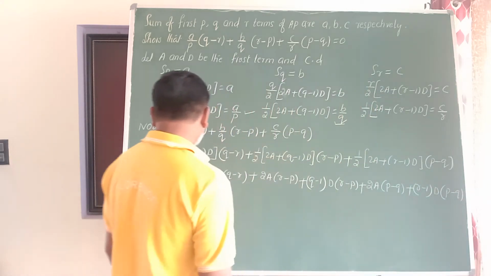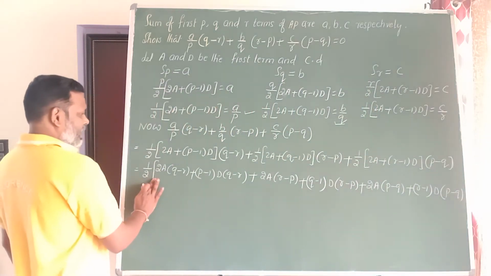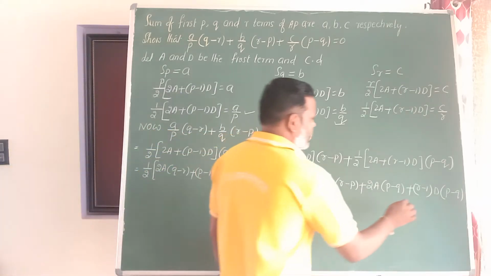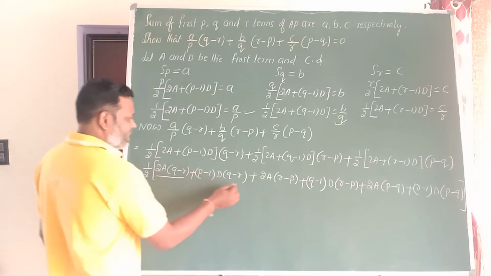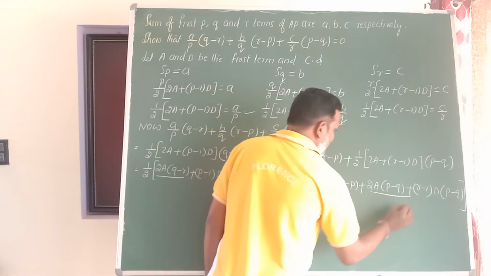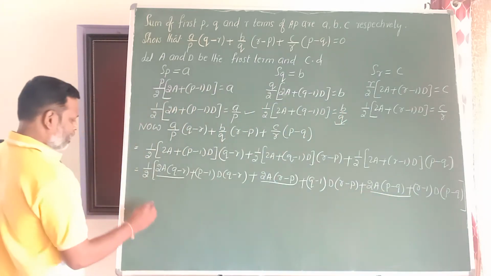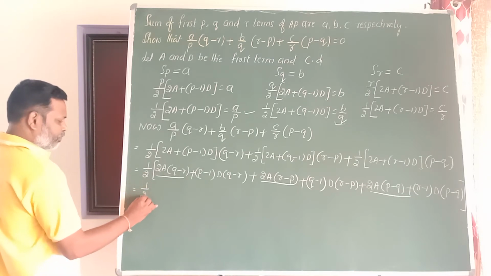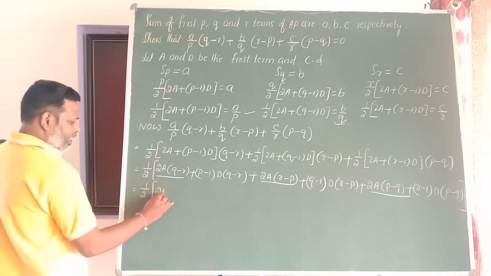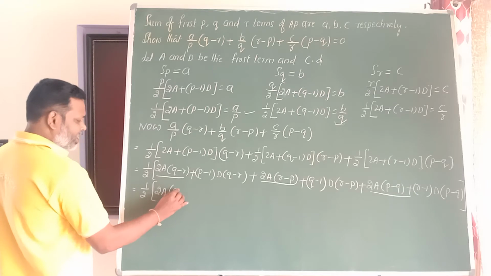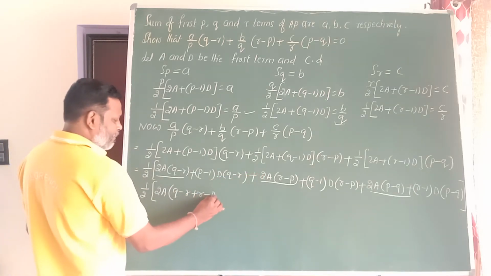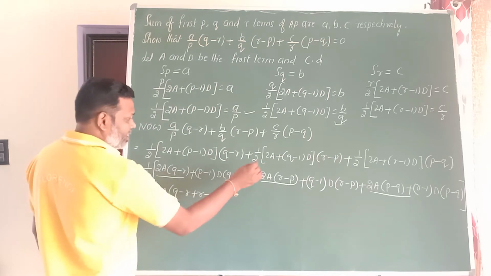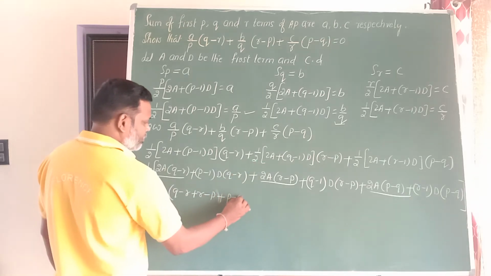Now have a look on this. I can close the bracket here. Here 2a is there, here 2a, here 2a. Take 2a as common. So half into 2a common. When you take 2a as common, here you will get (q minus r) plus here (r minus p), and in the last term plus (p minus q).